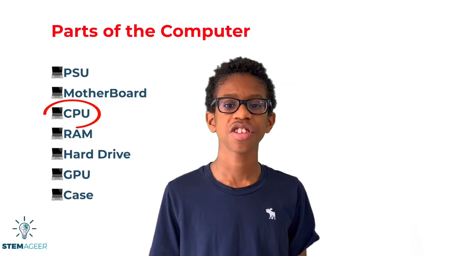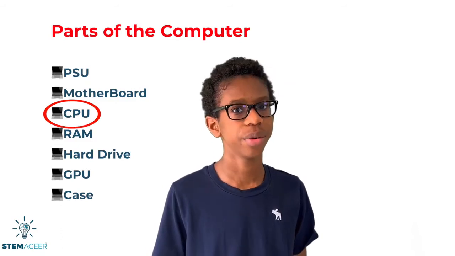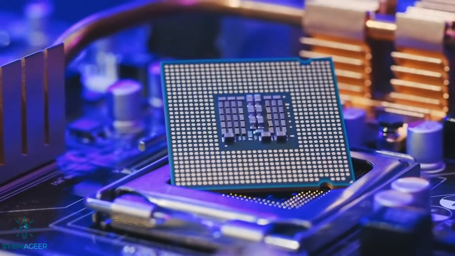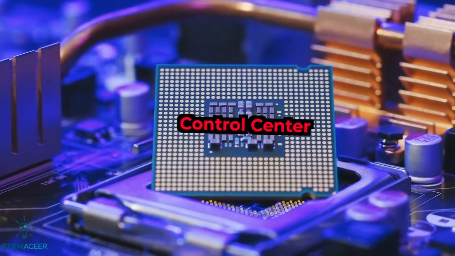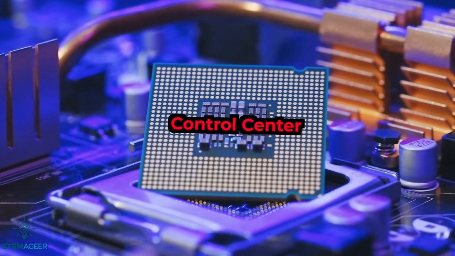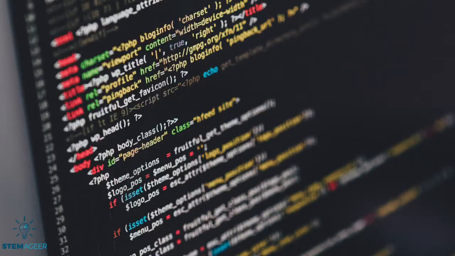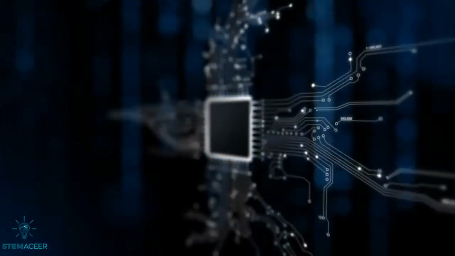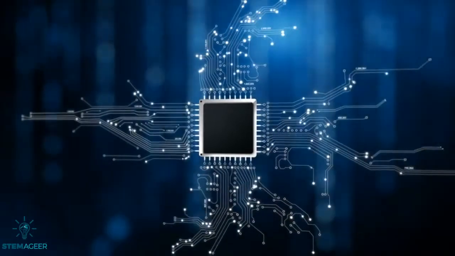The central processing unit is also known as the CPU. Why is the CPU important? It is basically the brains of the computer or the control center. The CPU processes all tasks or instructions from the computer components, computer programs, and even operating systems. It performs billions of tasks per second, which means it works at lightning speeds.